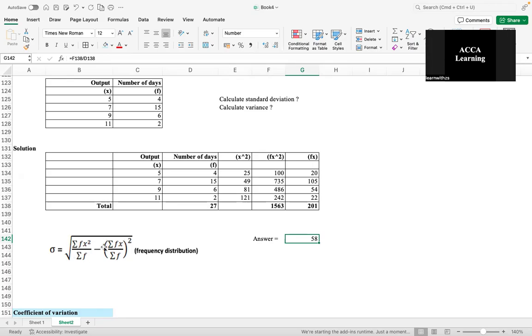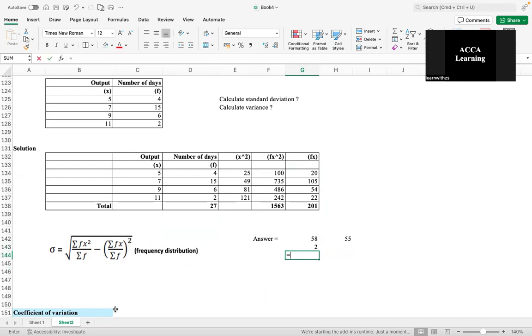Now let's find out this particular part of your formula here. You need summation of Fx, which is 201, divide by summation of F, which is 27. The whole square, so you square it up. Again, you have to round this up. Correct? Now there's a minus sign, so you find the difference: 58 minus 55. And now you need the square root of this.